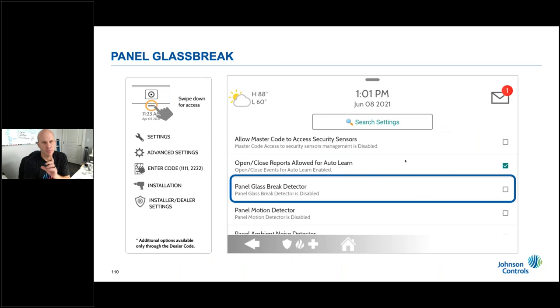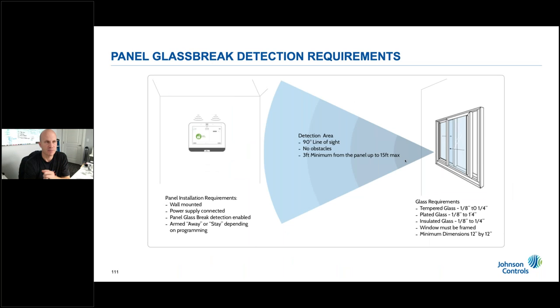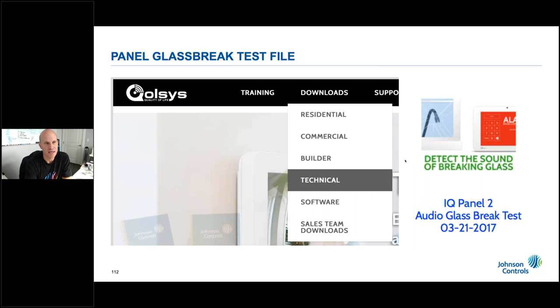Panel glass break, I won't spend a lot of time on here. We talked about it a little bit already. Just know that the range is about 15 feet from the panel. We're using all three microphones now for that instead of just the two. We have a glass break test file. Probably one of the biggest questions we get on the panel glass break is, how do I test it? It's easy to enable, but now I need to test it and send a signal to the central station.